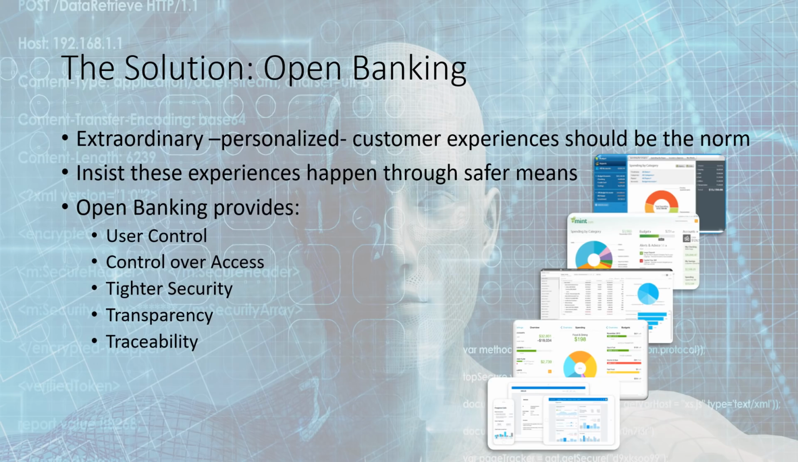The solution is open banking. You should always check with your financial institution: do they have direct connectivity with financial technology firms? You should check with a financial technology firm: do you have direct connectivity with Big Bank, etc.? Because open banking provides the five following standards. User control, which means you, the user, have control over what gets shared with the bank, protecting your private data, protecting certain accounts. You have control over who has access, tighter security, transparency, and traceability.